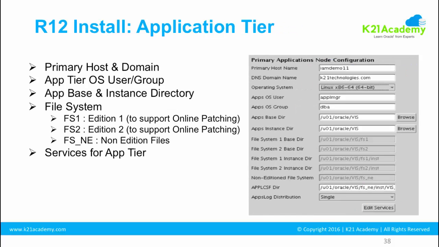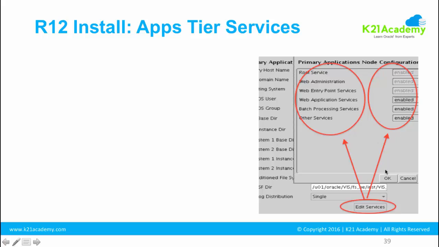Now, when you click on edit services, this is how it's going to look. So you have root service, web administration, web entry point service, web application service, batch processing, and other services. What these services are, we'll cover. Now, because it's a primary node, these primary services like root service, web administration, and web entry point are enabled. You can't disable them on the primary node. They have to be enabled on the primary node.